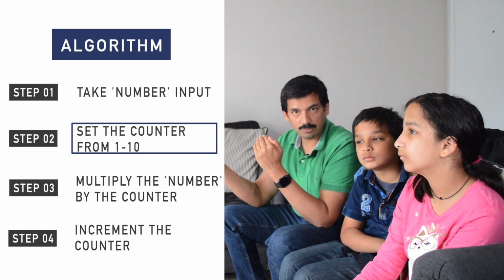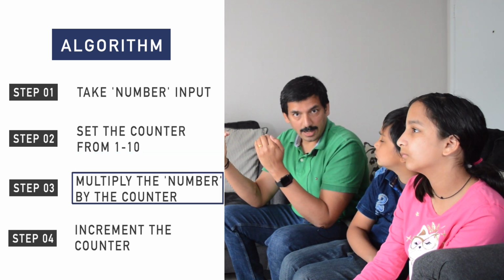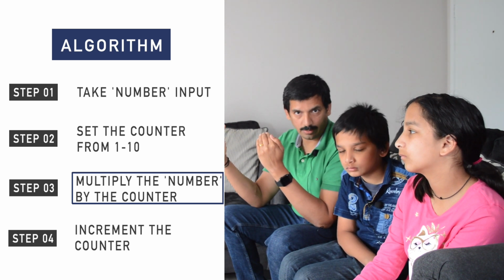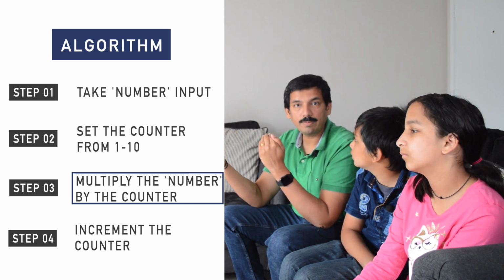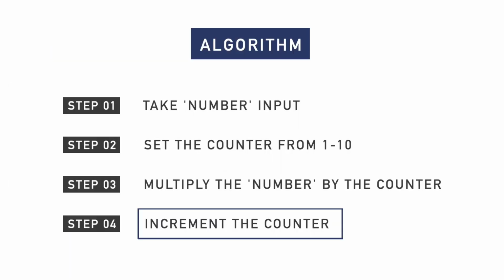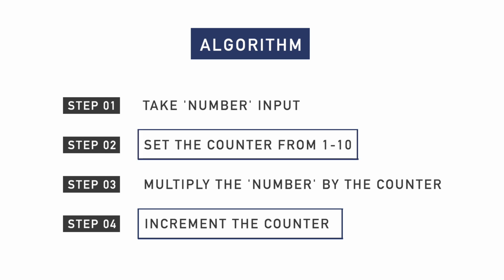So step 2 is set a counter from 1 to 10. Step 3 is multiply the number by the counter and print the same. The next step is increment the counter, and we repeat this, going back to step 2, till the counter reaches 10. Once that is done, the last step is end. So that's how the program ends.